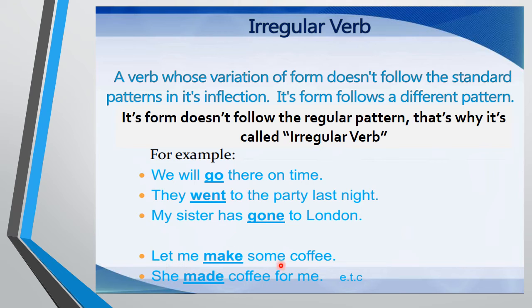So that is why they are irregular verbs. Like, let me make some coffee. She made coffee for me. So the second form is made and the third form is made. That is why it's different from make and it is an irregular verb.